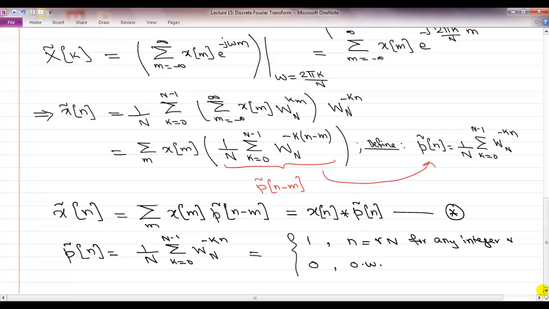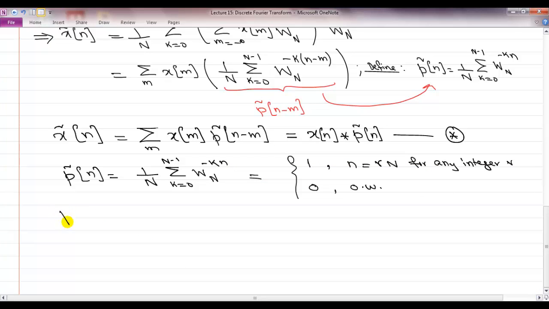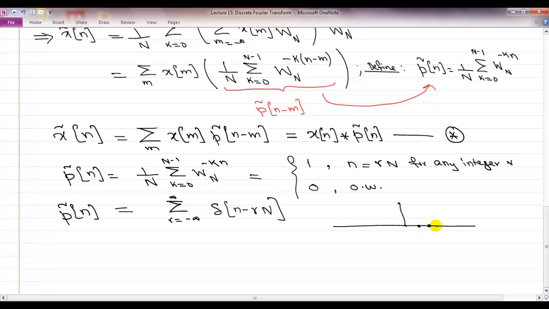Okay? So this p tilde of n is effectively just a periodic impulse train at every multiple of capital N. Okay? This is what p tilde of n looks like. An impulse, 0, 0, 0, and so forth, then another impulse at N, and similarly an impulse at minus N, and so forth. Okay.